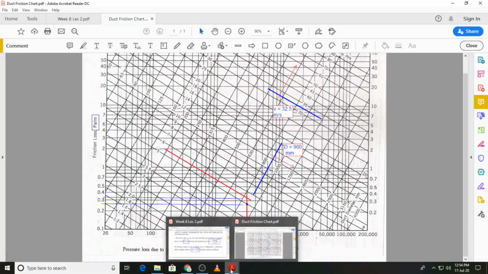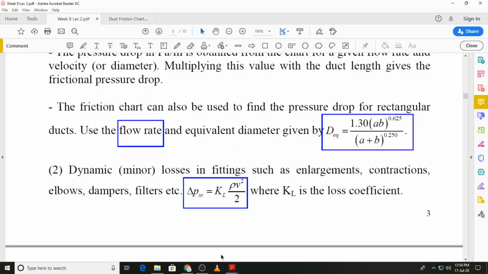So we will come back to the lecture, and this is the way we will calculate the total pressure drop. First you will find out the friction losses, then you will find out the dynamic losses, add them together, and you will get the total pressure drop for the particular duct system that you are analyzing or designing.